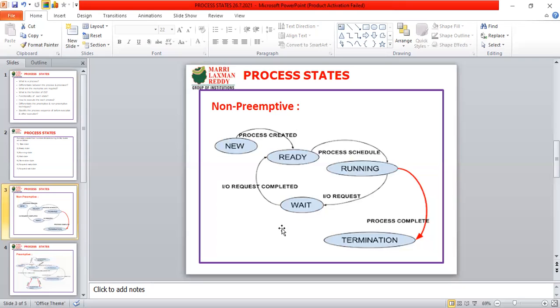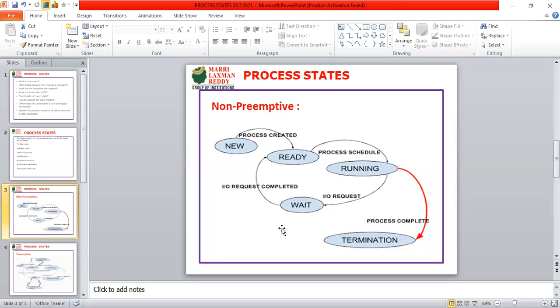Once a process is allocated and all the resources are available at that time, the process will be executed. After the execution is completed, that process comes to the termination state.